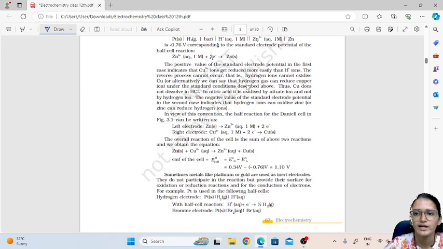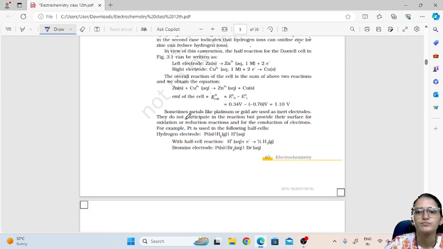So the positive value of standard electrode potential in the first case indicates that copper gets reduced more easily than H plus ion, and the reverse process cannot occur. That means hydrogen ions cannot oxidize copper. But in the other case, we can see that the negative value of standard electrode potential in the second case indicates hydrogen ions can oxidize zinc. Okay, that means hydrogen can oxidize zinc, but zinc cannot oxidize hydrogen. In a similar way, copper can oxidize hydrogen, but hydrogen cannot oxidize copper. So this is the statement we can see here.